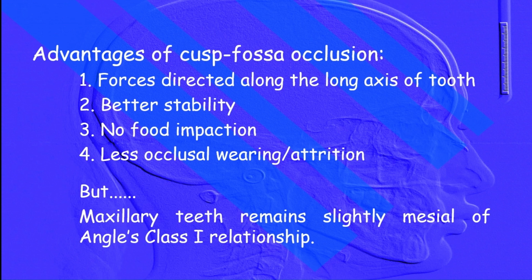However, the major disadvantage of cusp fossa occlusion is that in this occlusion, maxillary teeth remain slightly mesial of Angle's class 1 relationship. As a result, it compromises the anterior guidance. However, in natural dentition, this type of occlusion does not exist unless all the teeth are reshaped.